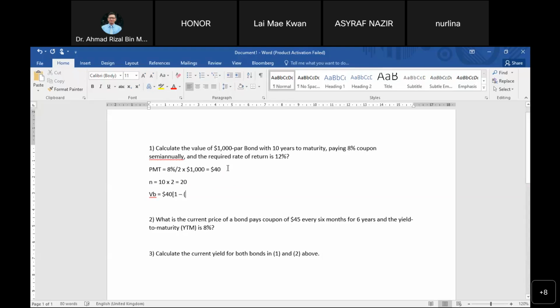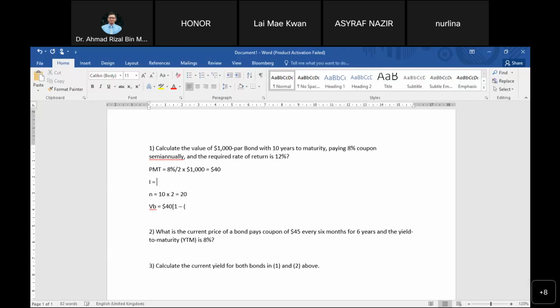Before that, your I is equal to 12% divided by 2, which is 6%. Okay, this is your I. 1 minus 1 plus I, which is 1.06, to the power of negative 20. Okay, so all this you divide by 0.06, which is your I, right?